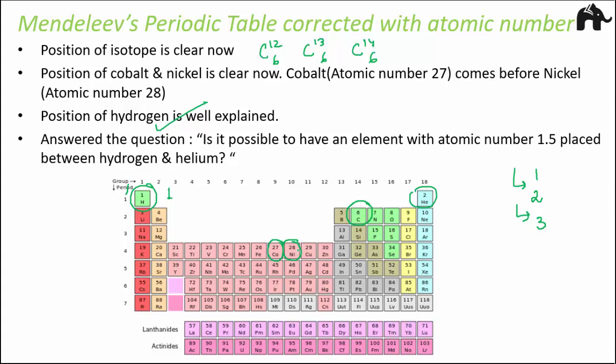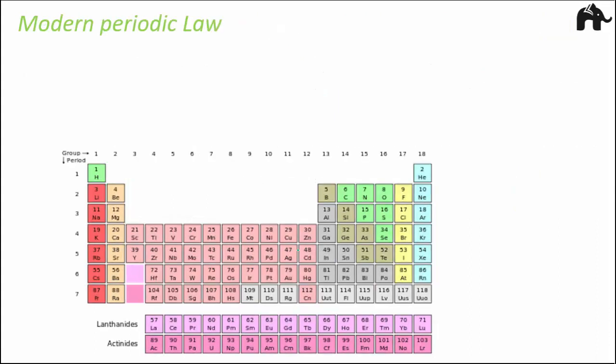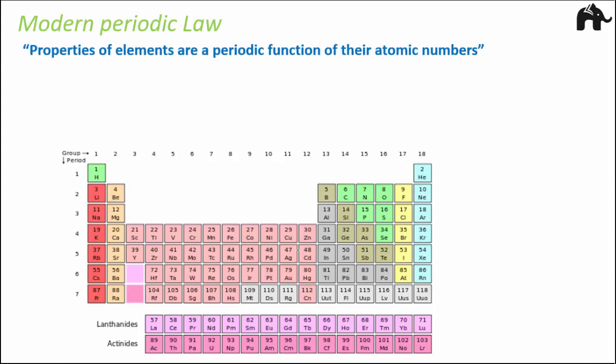So we see that with this modern periodic table, where the elements were arranged based on their atomic number, most of the shortcomings that we had so far were all sorted. Therefore, based on all of these observations came the modern periodic law, which stated that properties of elements are a periodic function of their atomic numbers and not atomic masses. So basically, it showed that atomic number is a more fundamental property.